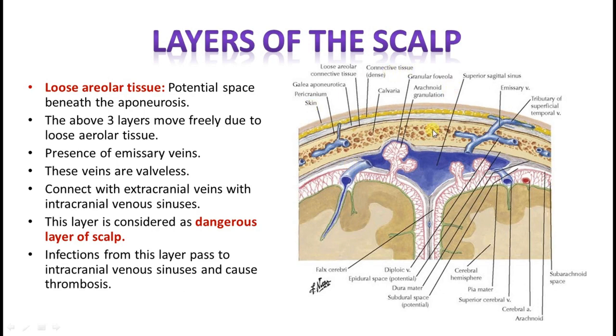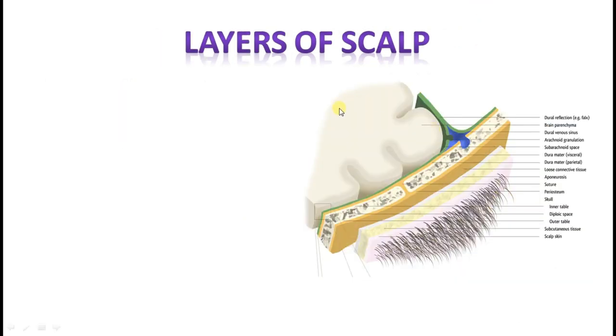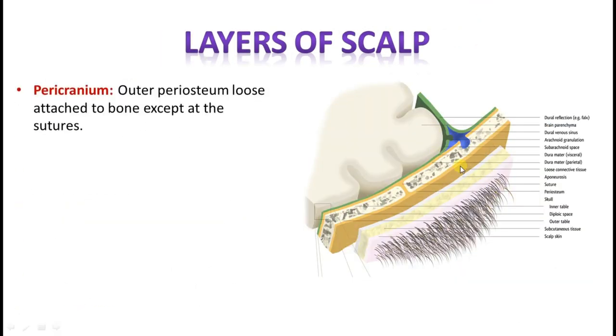So the fourth layer is actually considered as the dangerous layer of the scalp. The next layer is the periosteum, which is a very loose layer covering the outer surface of the bone. It is also called the pericranium. It is only tightly adhered at the region of the sutures, where the sutures are present. It is actually tightly fixed, and thereby along the sutures it is also continuous with the endosteum of the scalp.